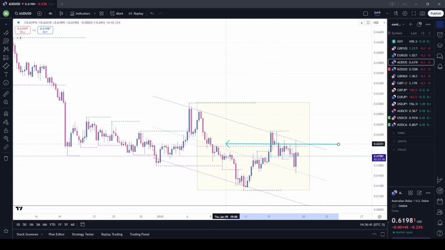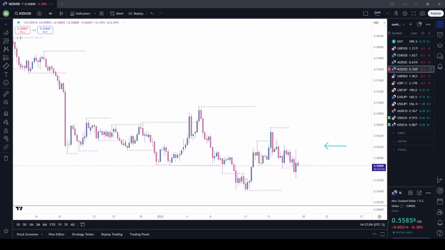It just reacted from these areas of supply and premium and didn't take out this fair value gap and didn't reach this point yet. So wait and see which direction it'll go in, possibly break this low and come down here to grab more liquidity from this area of demand before pushing back up. But we'll go on to NZD USD.